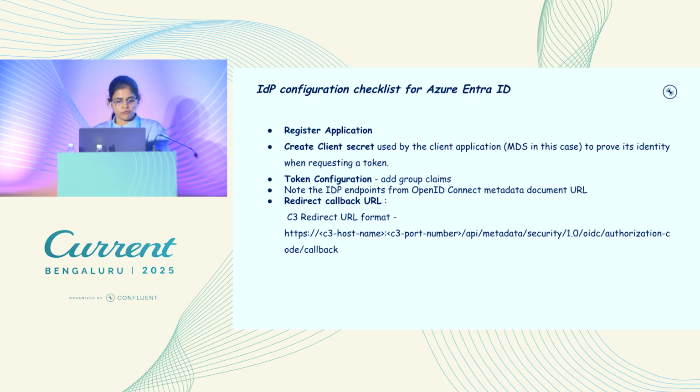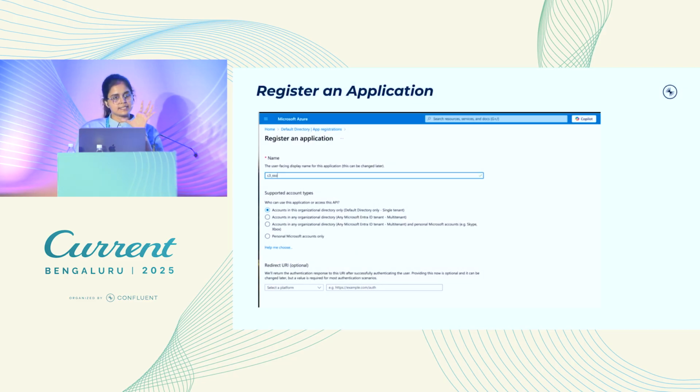This URL format, as you can see, has the C3 host name. C3 is the abbreviation for Confluent Control Center. It will have the host name and port number, or let's say the IP and port number, and it should be in this particular format: the API, metadata, security, and likewise. So these are the high-level major steps which you need to configure on the identity provider end. Let's see these steps in a visualized view.